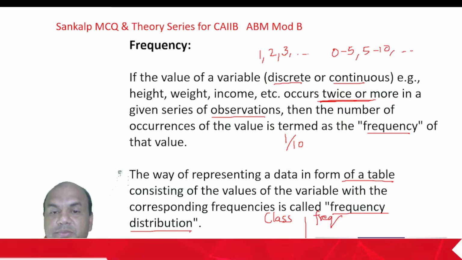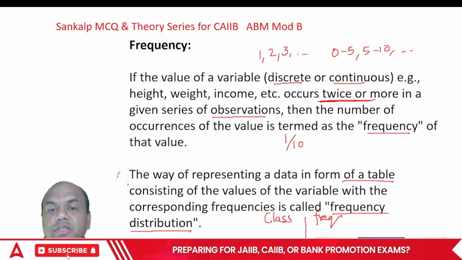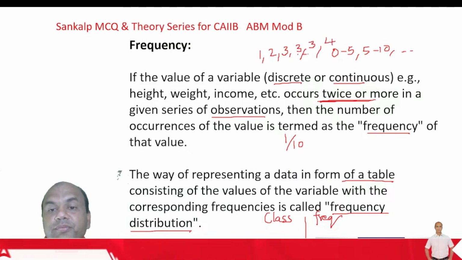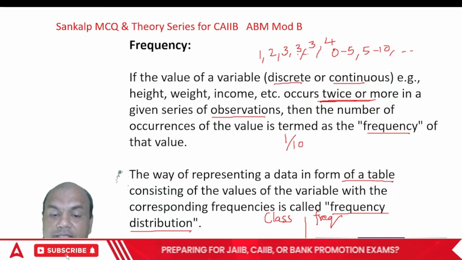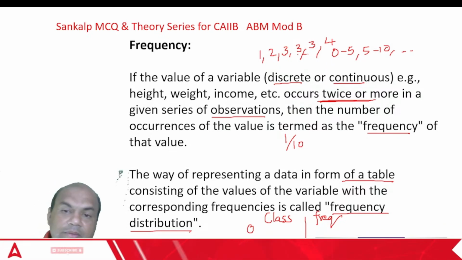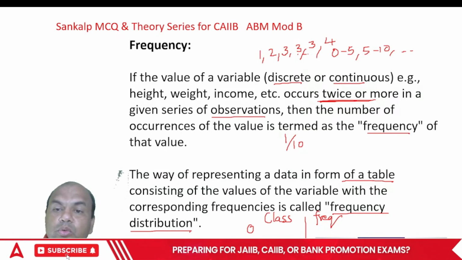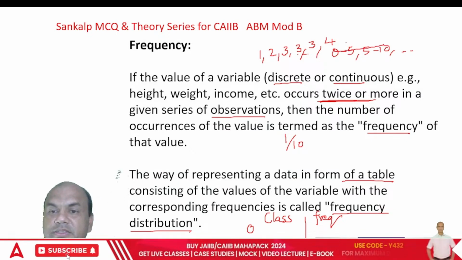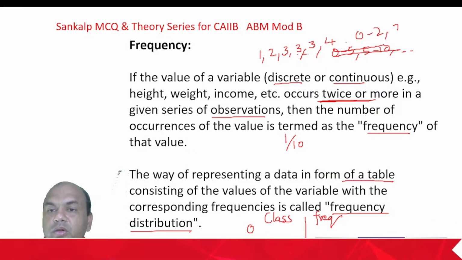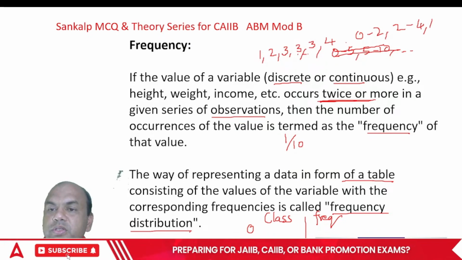Now I'll explain. Suppose I have these numbers 1, 2, 3, then 3 again, then 3 again, then 4. And I start writing these classes, now 0 to 5. 0 to 5 means everything will be over here only. So let me make it 0 to 2. Let me make smaller classes: 0 to 2, 2 to 4, and then go on 4 to 6, and so on.